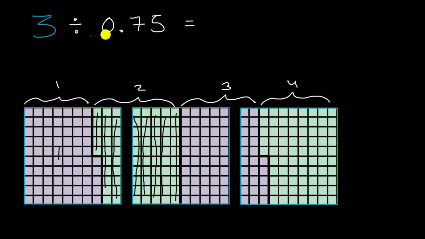So how many equal groups of 75 hundredths can you divide 3 wholes into? Well, clearly it is equal to 4.